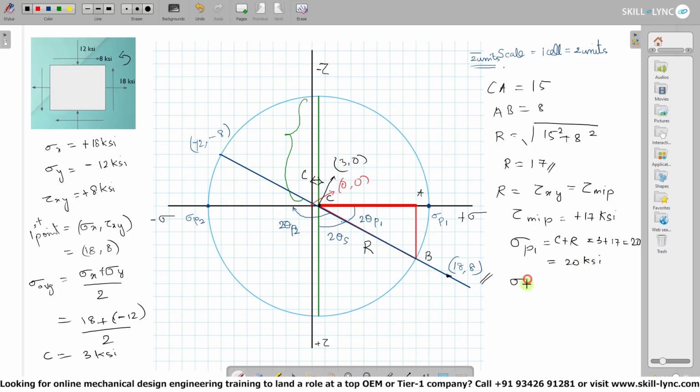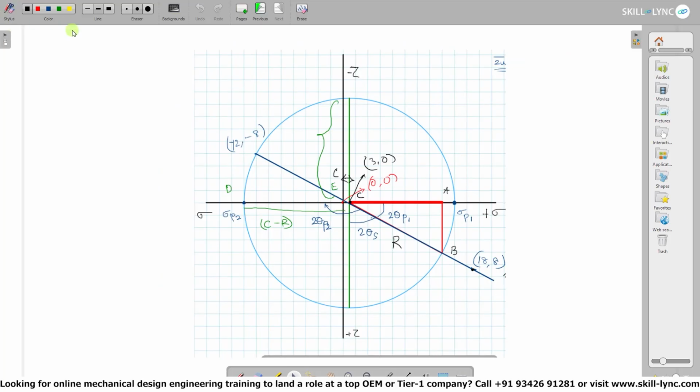And sigma P2 is equal to C minus R. This region is C minus R, wherein we know that this small region is C and this whole line is our radius. So we'll just call this DE. DE is going to be R, C minus R, 3 minus 17, and that is equal to minus 14 ksi.